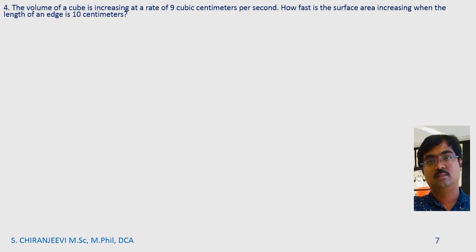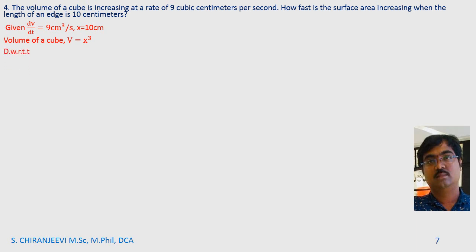Next problem, the volume of a cube is increasing at a rate of 9 cubic centimeter per second. How fast is the surface area increasing when the length of an edge is 10 centimeters? Given dV by dt equal to 9 centimeter cube per second, x equal to 10 centimeter. Volume of a cube V equal to x cube.